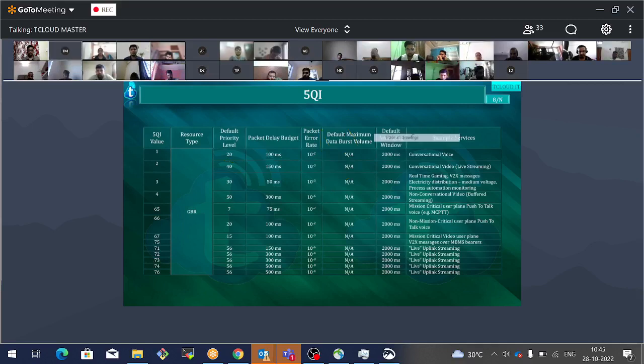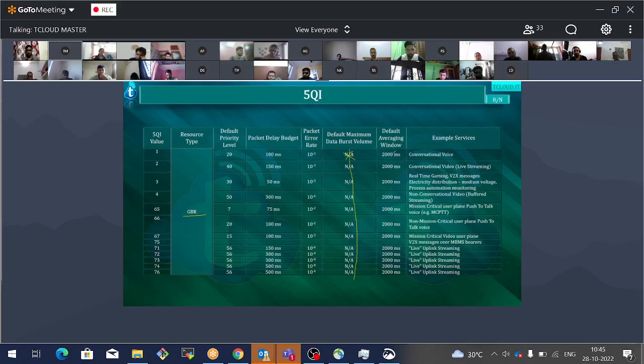Okay, but this is a very high packet error rate, 1 in 100. Maximum data burst volume is not applicable for GBR cases. It is only the guaranteed bit rate, whatever the requested guaranteed bit rate. But there is no standard data burst volume identified by guaranteed bit rate, because different applications worldwide will use different guaranteed bit rates for different types of guaranteed bit rate services. They won't be the same. So that's why they did not identify it. So it is not applicable for GBR cases.